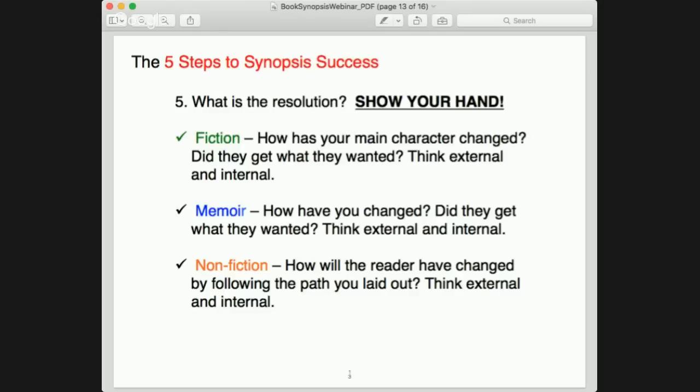For nonfiction, it's how will the reader have changed by following the path you laid out, or the argument you made, or the thing that you were teaching them. How can they be different now that they know what you have said? And again, you want to think external and internal. So those are the 5 steps. They're laid out in the workbook. You should be able to work through that and sketch them out. All of these steps are replicated in that workbook, so you can follow through.